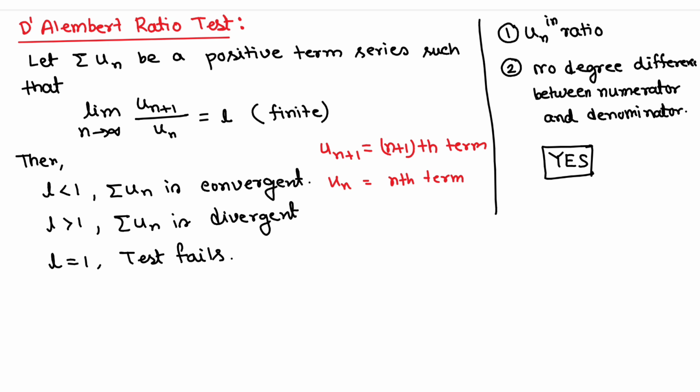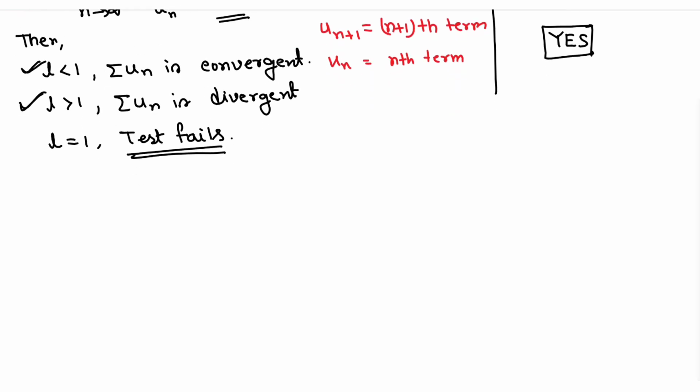Suppose the limiting value L is greater than 1, then we can say the series will be divergent. Suppose L is less than 1, then the series will be convergent. And if L is equal to 1, then D'Alembert ratio test fails, and further we have to apply another test. We are not getting any conclusion from D'Alembert ratio test for L equals 1. This is the statement. Let's solve using an example.